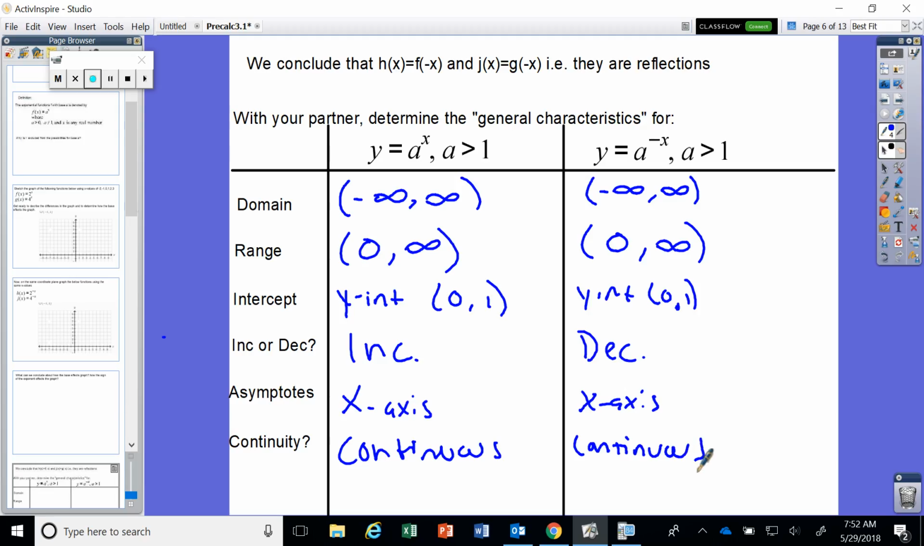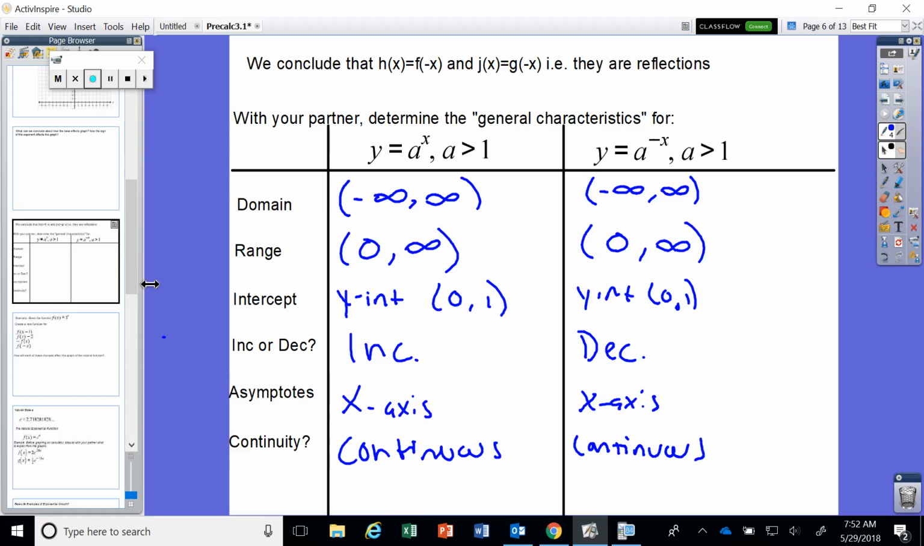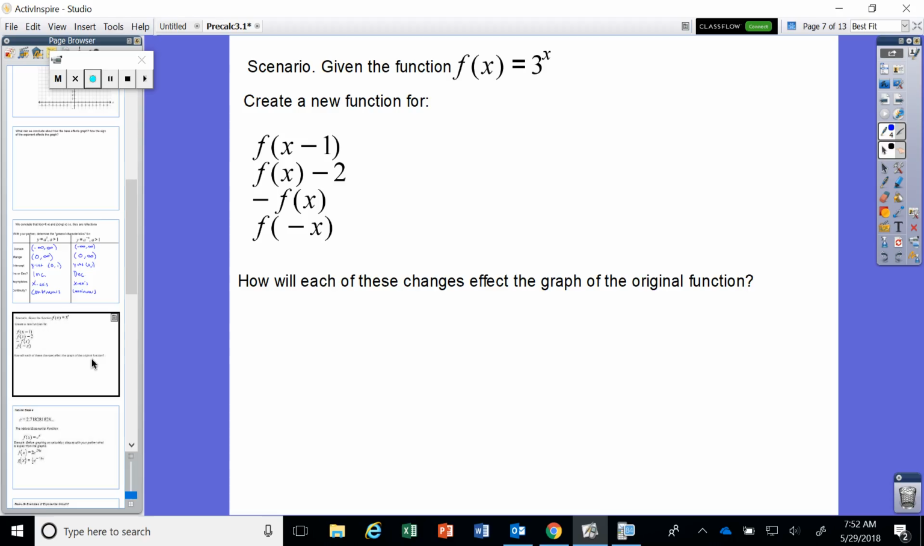All right, so hopefully that helped us out a little bit as to what to expect from some of these graphs. So now let's take a look into what can happen when we start making some changes in the graphs themselves. All right, so we have a function, 3 to the x. I have 4 scenarios, and what I'm saying for us to do here is I want to create a new function and figure out what the change of the new function is going to be.